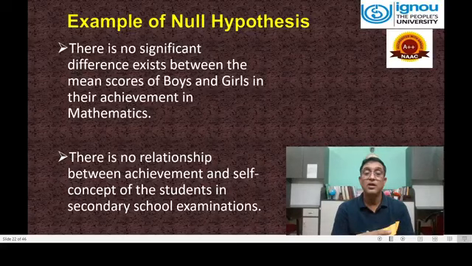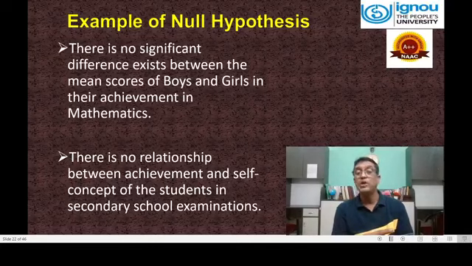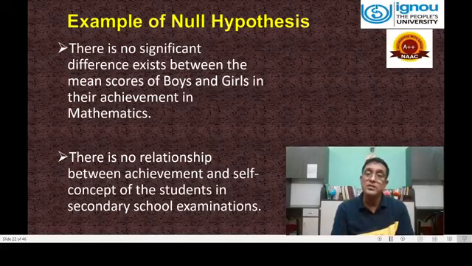How can you say that the relationship is positive or negative, or there is no relationship, or the relationship is zero? You cannot say that, being a researcher. So keep yourself in a very safe, very neutral position. Don't jump to any type of bias in your study. Without taking a bias, by adopting a neutral approach, you can just state a null hypothesis, just like there is no significant relationship between achievement and self-concept of the students in secondary school examination.